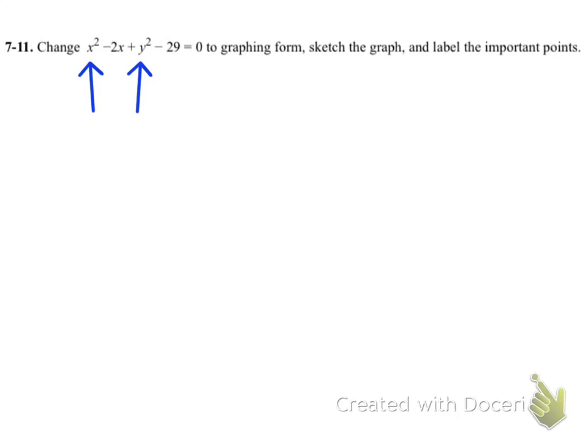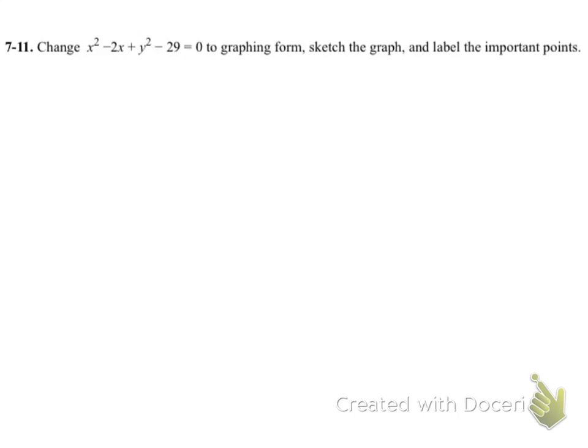So, what I need to do with this one is group my x values together. They are grouped right here. I'm going to complete the square with that. I'm going to complete the square then with my y values. And then any other numbers that are left are going to move to the other side.